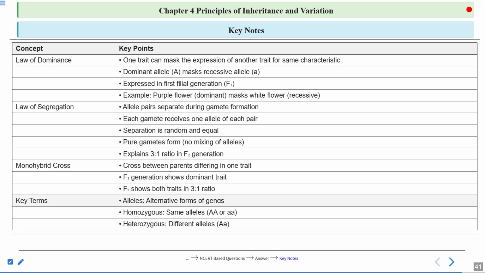You should know the key terms also. What are alleles? They are alternative forms of the gene. Homozygous means same alleles, and heterozygous means presence of different alleles. Okay, this is clear.